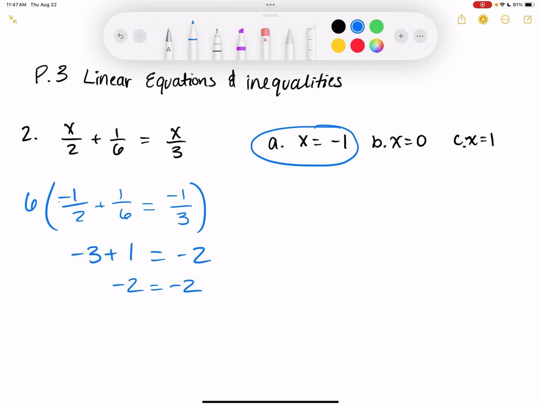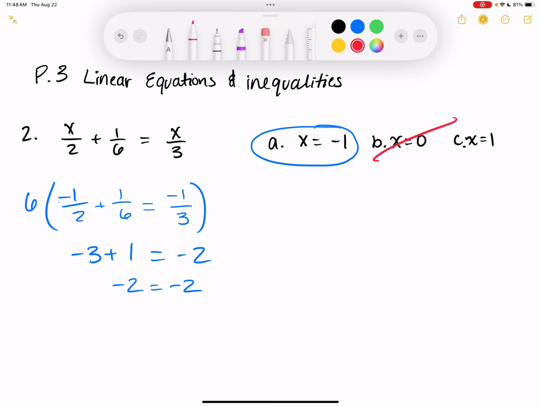Now visually, if I plug in 0, what happens? Doesn't work. Right, because anything multiplied by 0 is 0. So 0 would be on top. What happens when you have 0 divided by any number? It's 0. So that means all I would be left with is 1/6 on the left. So obviously that one doesn't work.